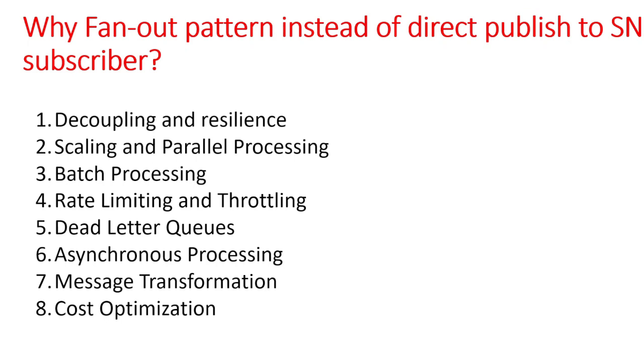The next reason is the rate limiting and throttling. You can control the rate at which messages are consumed from the SQS by adjusting the concurrency settings of your Lambda functions. This helps in preventing sudden spikes in message processing, which could overwhelm the Lambda functions.